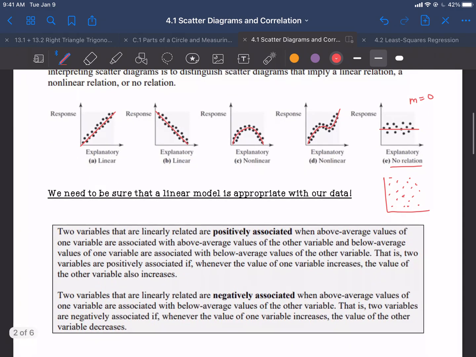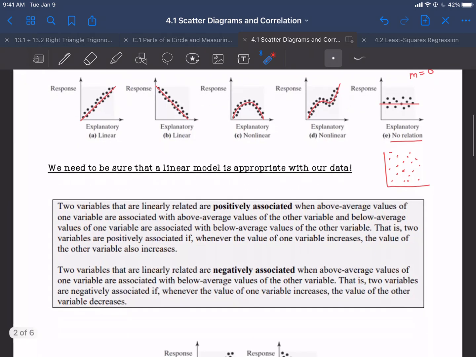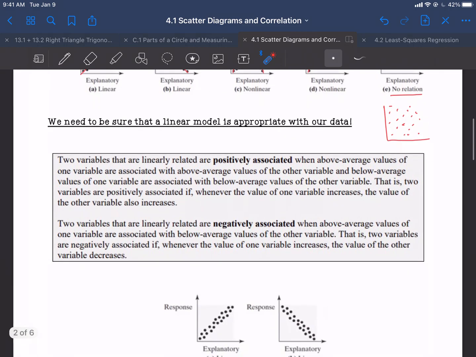So it's important to look at the scatter plot first because we want to be sure that a linear model is appropriate, because sometimes it's something else, like maybe a quadratic model would be appropriate, and we wouldn't want to use a linear model. All right, so it's important to look at it. Look at a picture first.